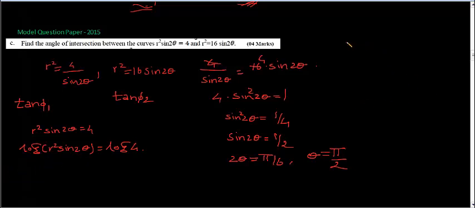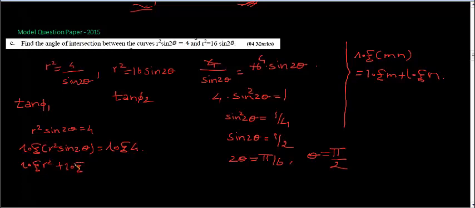We have this property of logarithms: log of mn = log m plus log n. So here it becomes log r squared plus log of sine 2 theta = log 4. Now, what is log a to the power b? It is b log a.